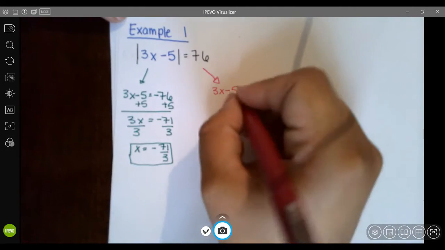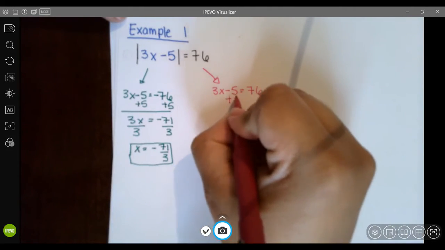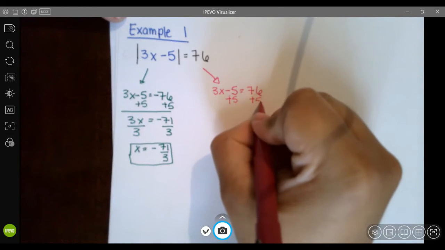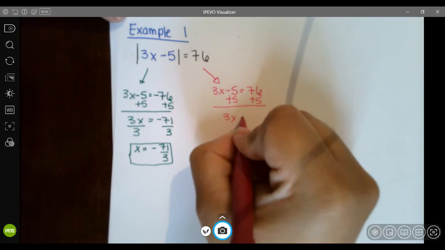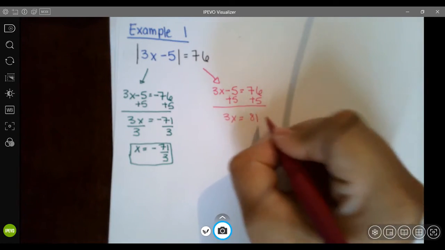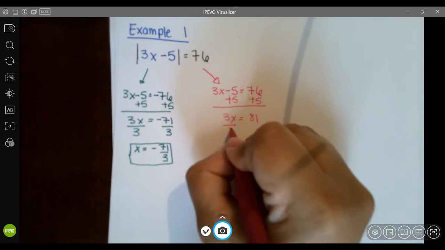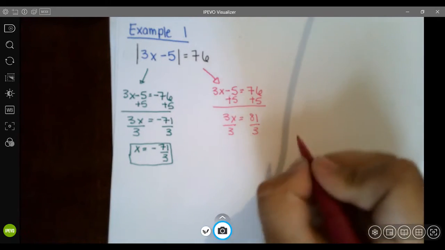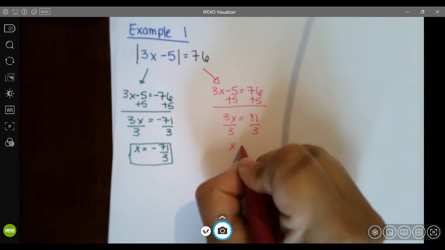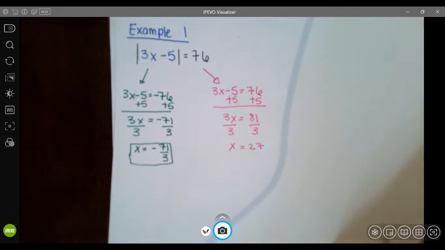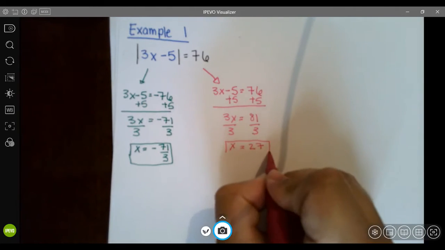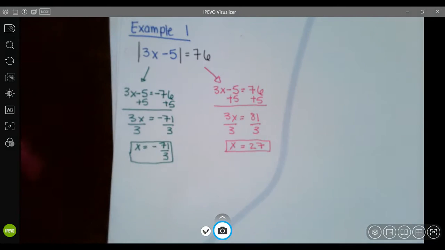So over here, I'm going to do the same thing. Add 5 to move that 5 over. I get 3x equals 81. And then I'm going to divide by 3. And that's going to give me x is equal to 27. And again, I'm going to block that in so I know that's my solution.